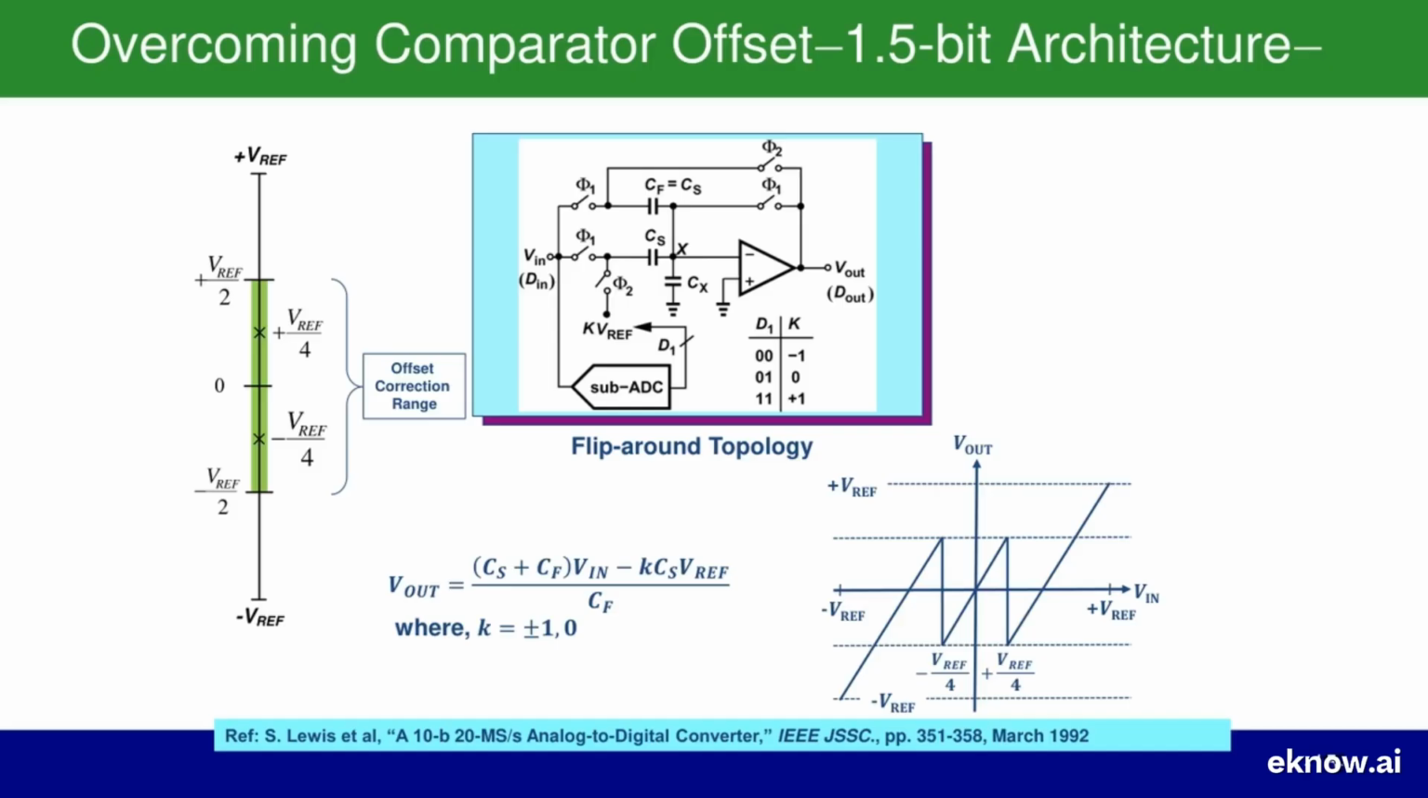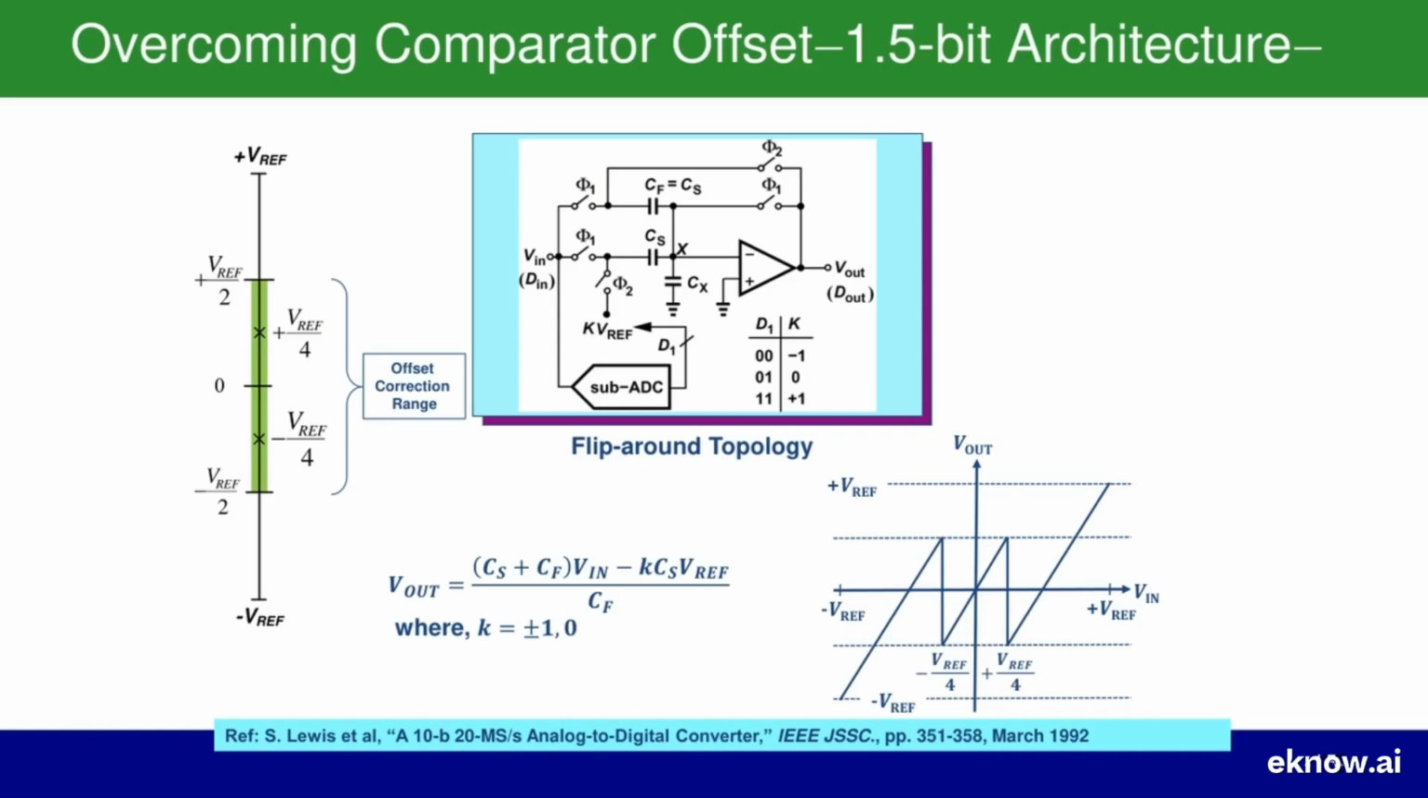The circuit then simply amplifies the input by a gain, which is typically 2. So, V_out equals 2 times V_in. You can see this as the middle straight line passing through the origin. But what happens if V_in goes above plus V_ref/4? The sub-ADC detects this and outputs a different code, 11, which means K is plus 1.